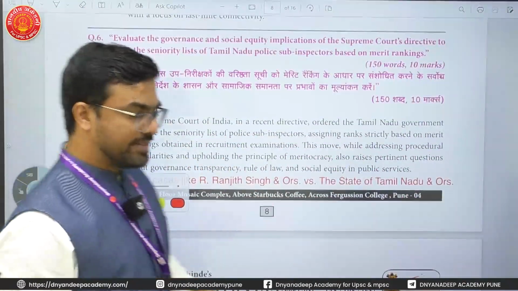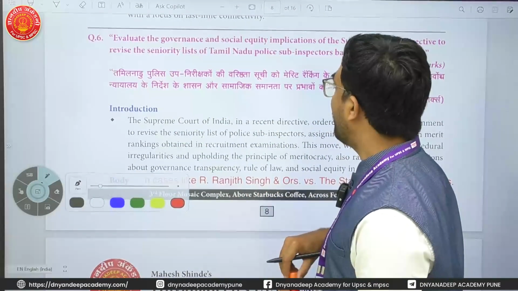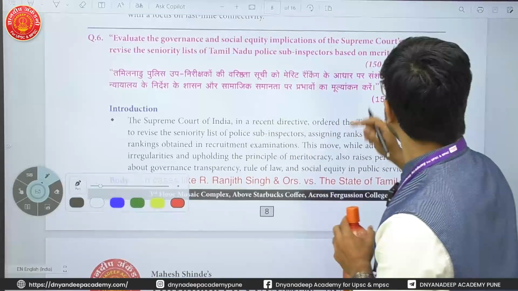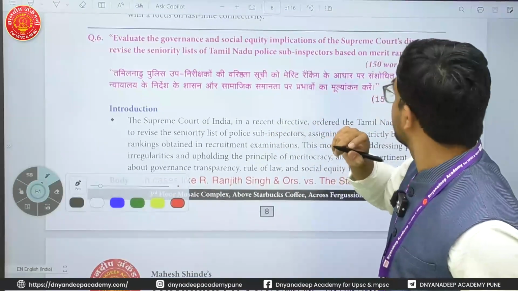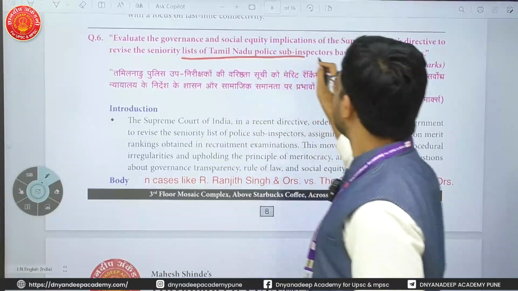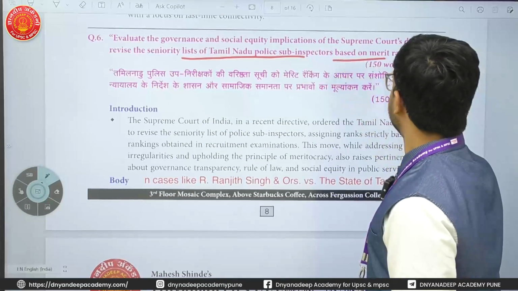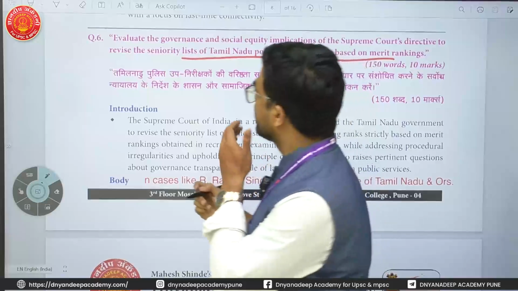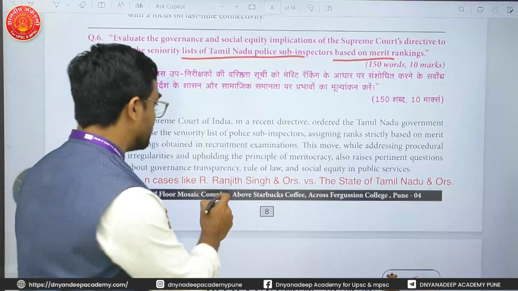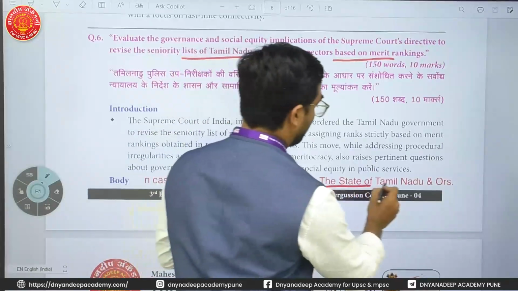Now, question number 6 says: evaluate the governance and social equity implications of the Supreme Court's directive to revise the seniority list of Tamil Nadu police sub-inspectors based on merit rankings. So we have to know this case, right? This case is R. Ranjit Singh and others versus State of Tamil Nadu.